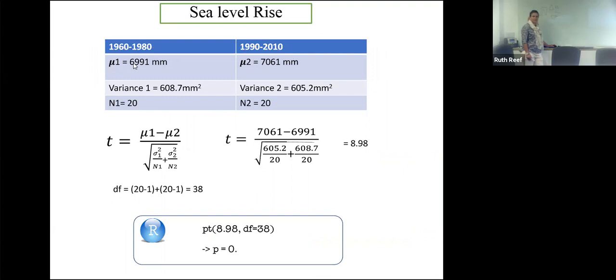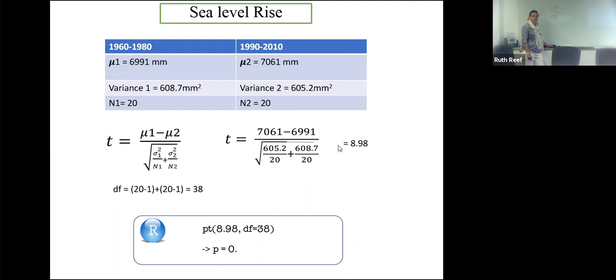Here is the mean, here is the mean. Here is the variance, here is the variance. Here are the number of samples, and they are annual measures. I can take my t and put those in. Fill in the blanks. That's the square root of the variance, the standard deviation squared. So 605, 608, 20, 20.